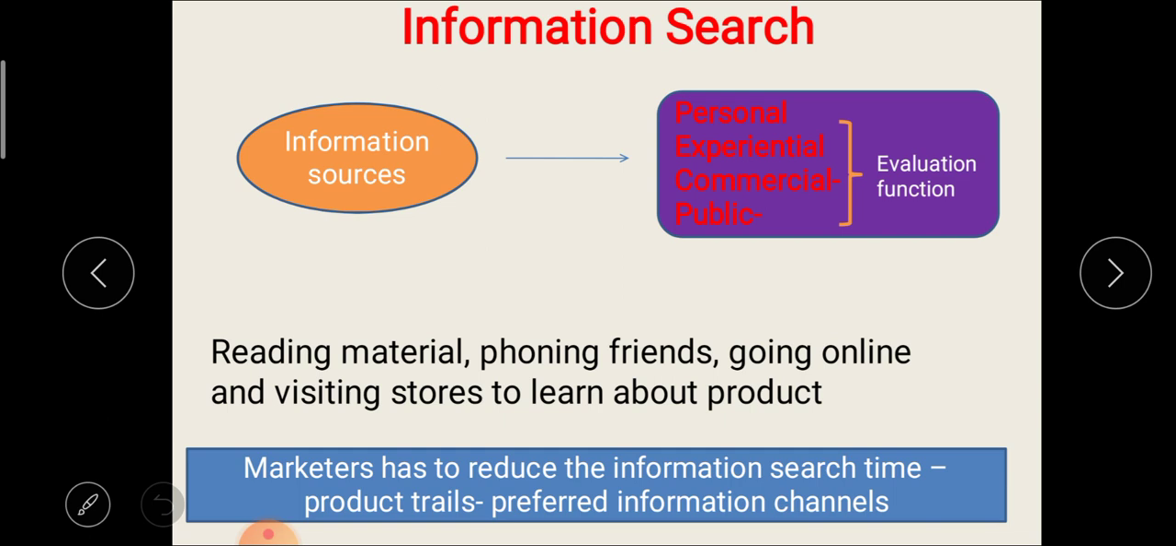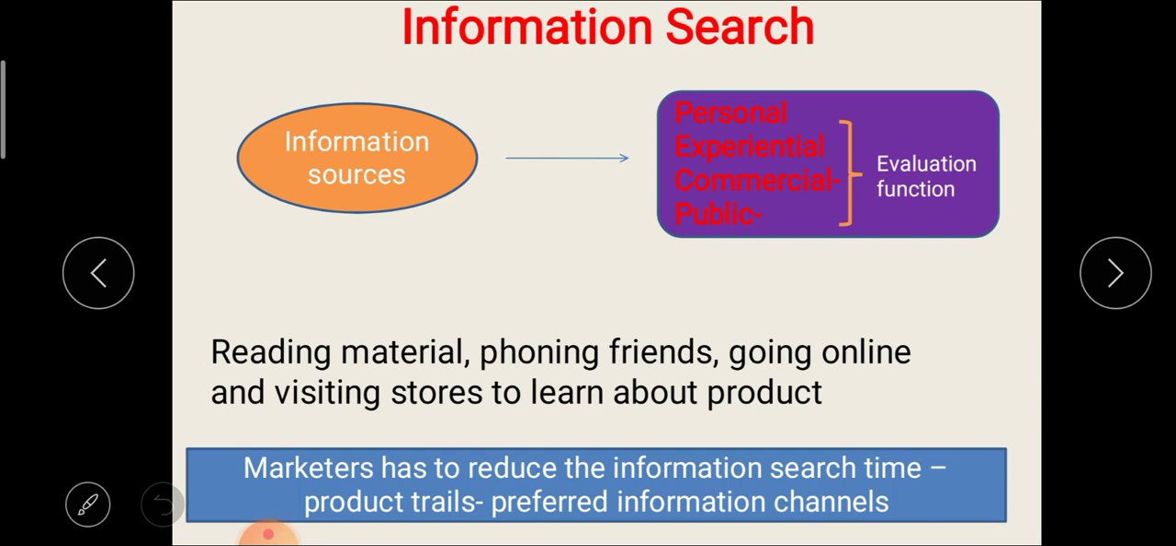Okay, so through these different sources: reading material like magazines, pamphlets, leaflets, newspapers, then phoning friends, conversation with friends, then online searching, visiting different stores to learn about that particular product or goods. Okay, so in this stage, whatever the information related to that particular product, the consumer needs to search all the information related to that particular product. Okay, then the marketer has to reduce the information search time and product trials and prefer the information channels.